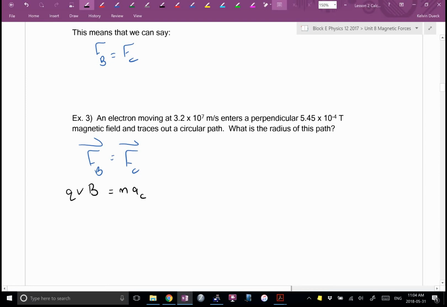Which version of a do I want to use? It's pretty obvious if you think about it. The one with the v in it. Darn right, because there's already a v in the question. So write this down: qvB equals mv squared over r. This is the particle accelerator equation. Oh, I also notice one thing. What do you notice? One of the v's cancels.